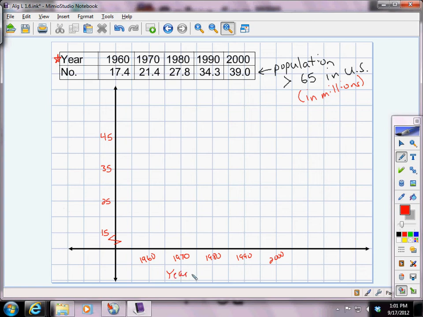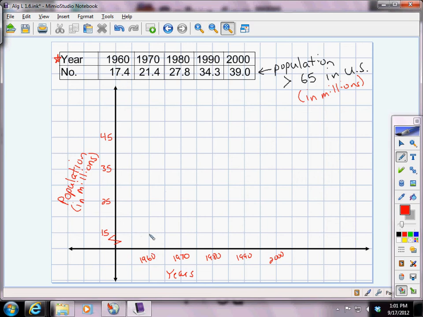It's important to label because that allows us to know what's going on in the graph without having the table here. And this is population. And then it's important to put it's in millions because we have more than 15 people over the age of 65 in the United States. Okay, so again, we just plot these points.